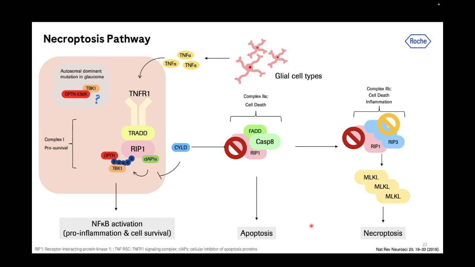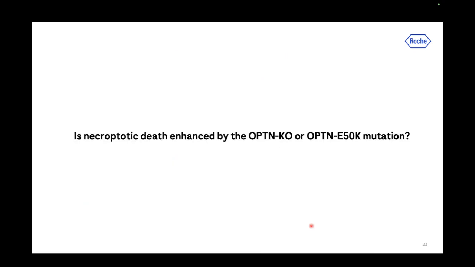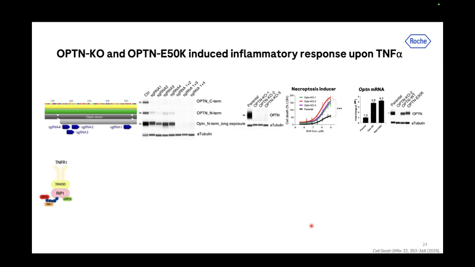So the next step was to explore how OPTN loss or the E50K mutation could modulate the RIP1-driven cell death pathway. So the question is, what drives this vulnerability to RIP1-dependent cell death in glaucoma? Is necroptotic cell death enhanced by OPTN absence or the E50K mutation? First, we ask whether OPTN loss or the glaucoma-associated E50K mutation affects the cellular response to TNF-alpha stimulation.